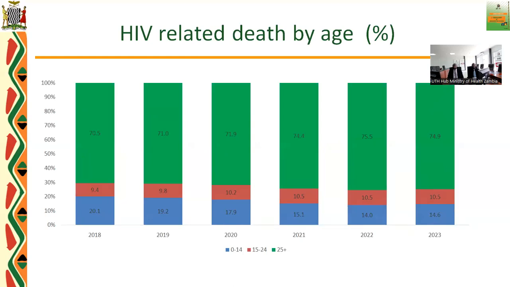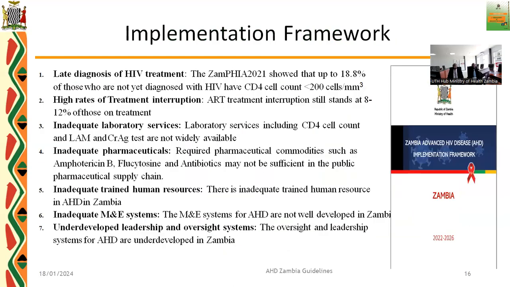And deaths are vetted by age. You can still see that we still don't want that 14%. Next slide. So we have the implementation framework, which we launched last year. This is what should take us between 2022 up to 2026. And we would like to just give you what is in there, for those of you who haven't taken time to have a look at it.